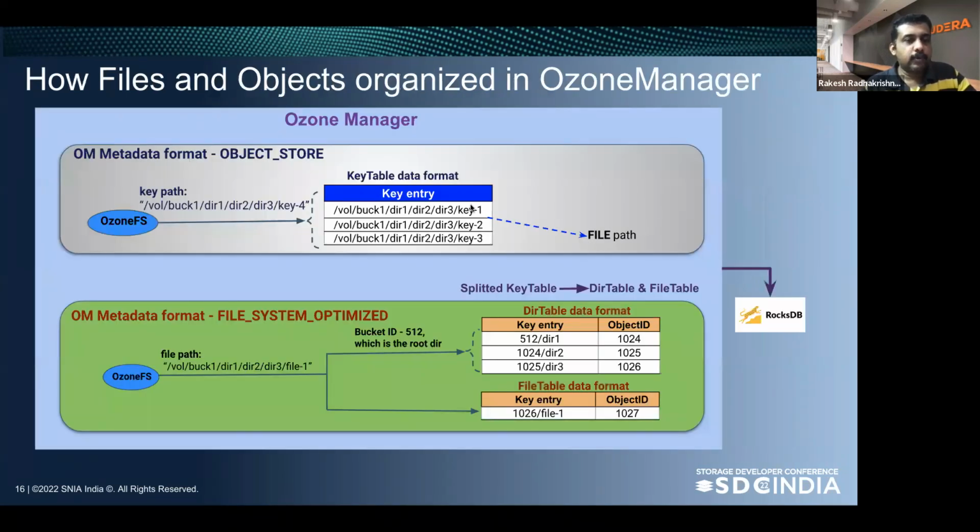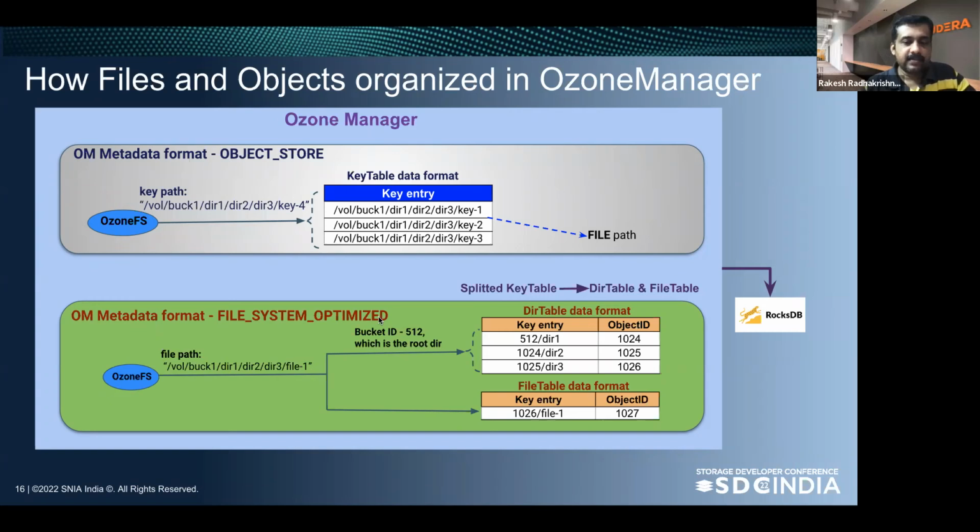Yeah, now we'll see more into the internals of Ozone Manager, how the files and objects are organized in the Ozone Manager. When a client is creating a key, we have a key table in place. If the bucket type is object store, we will be maintaining a flat namespace like this: volume, bucket, directories, and then keys. These will get added into the key table, a dedicated key table backed by RocksDB.